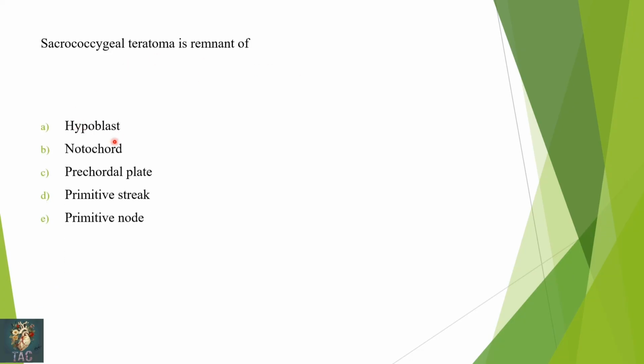Sacrococcygeal teratoma is the remnant of hypoblast, notochord, precaudal plate, primitive streak, or primitive node. So this is the remnant of the primitive streak, and this is the correct option. Spina bifida can be due to deficiency of which of the following? Very important point clinically. It may be vitamin A, B1, B12, C, or folic acid. So this is folic acid. Its deficiency is responsible for any type of neural tube defects, including spina bifida. So if there is deficiency of folic acid, it can lead to spina bifida.